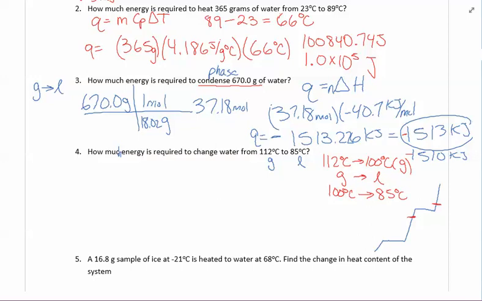Sorry, I just noticed in the answer above it should be negative 1513 or negative 1510. You want to make sure you don't forget your negative sign in your final answer like I just did. It is a common error.